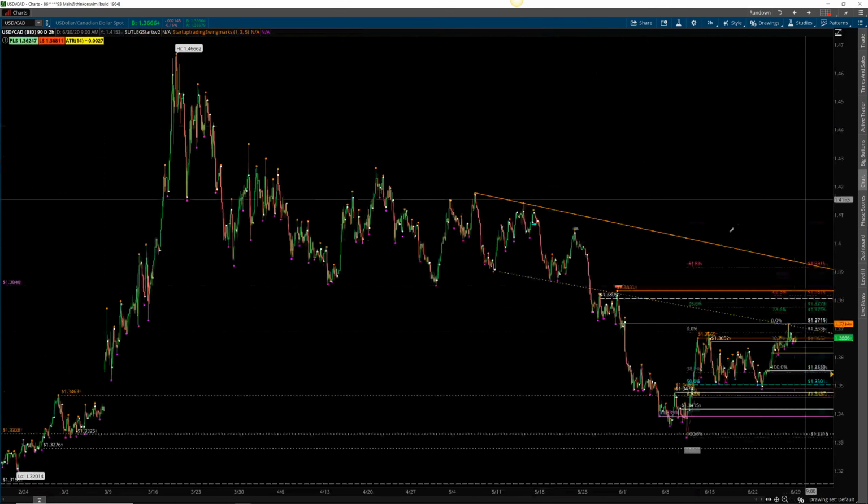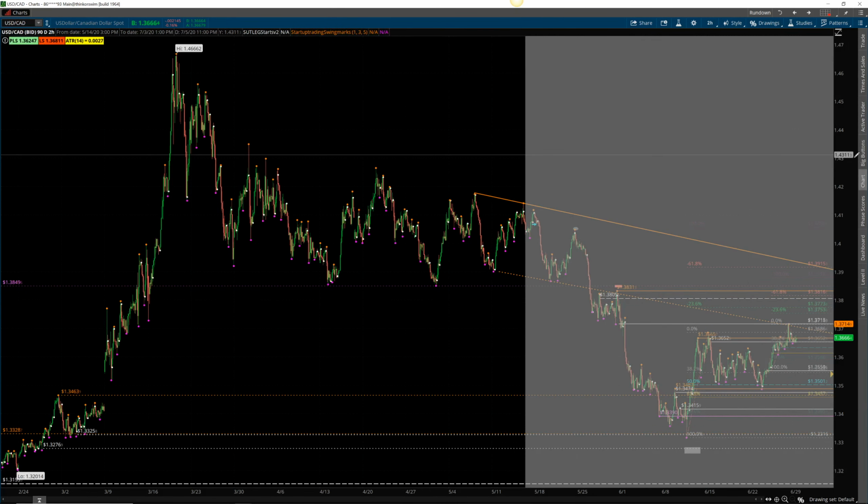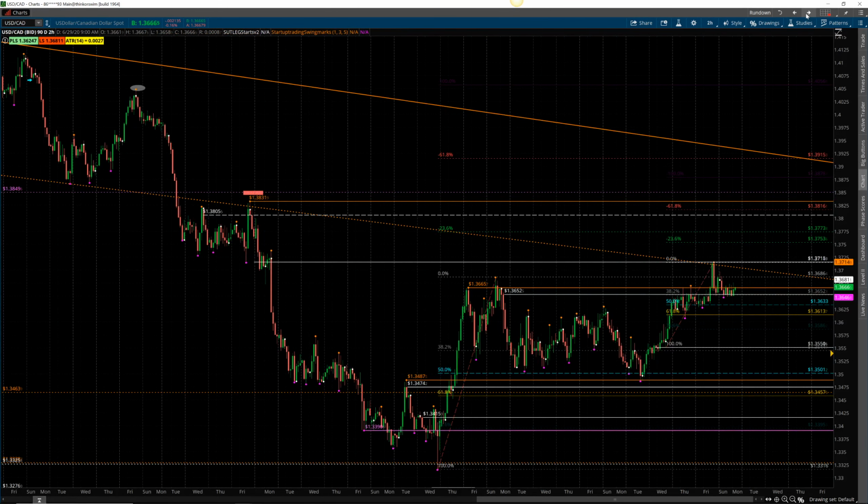But that's going to lead to the completion, possibly, of this higher time frame target at the 137.73, which is about 100 and some pips above where we are currently trading.